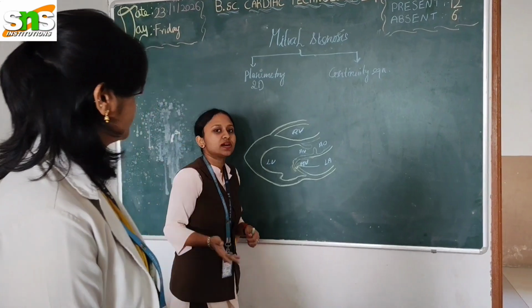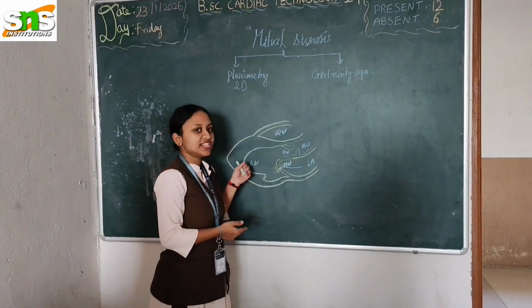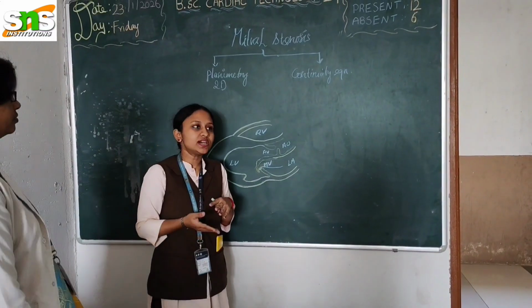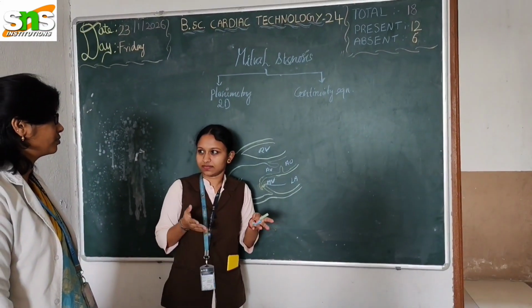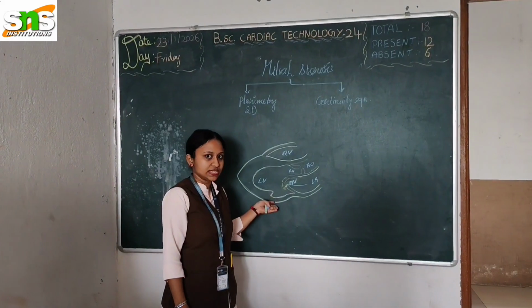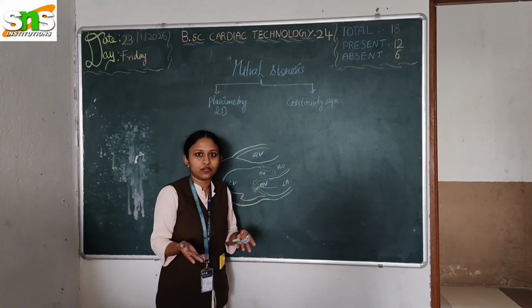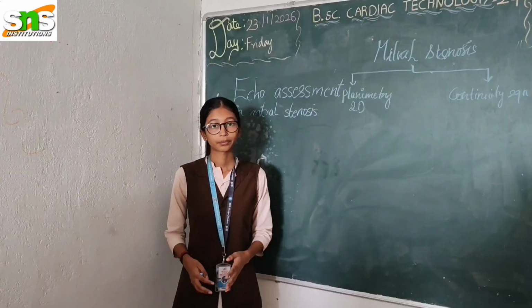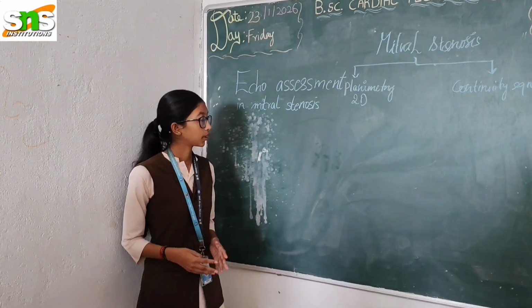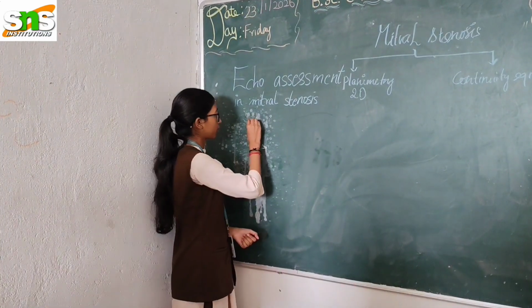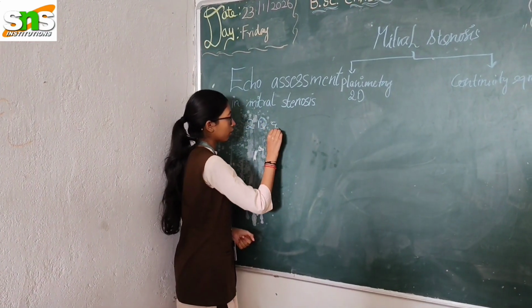So the common causes are rheumatic heart disease, congenital mitral stenosis, calcification in the mitral valve, etc. Next we are going to see about rheumatic mitral valvular stenosis. Then we are going to go forward into assessment of mitral stenosis. There are a lot of ways for assessing mitral stenosis in echo. The first one is 2D and M mode.